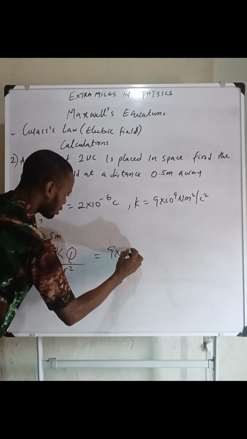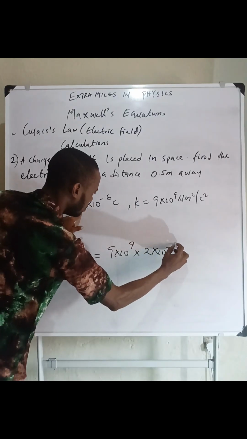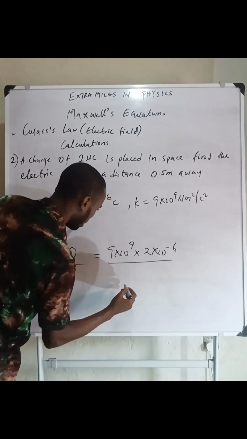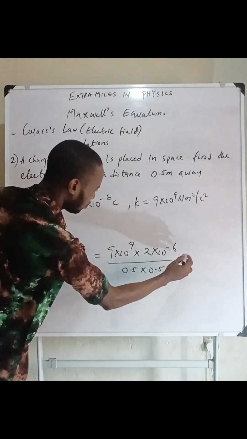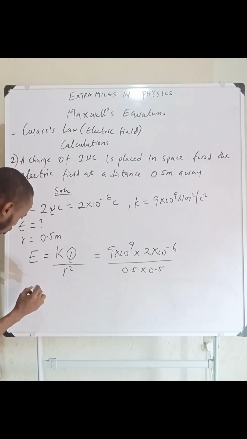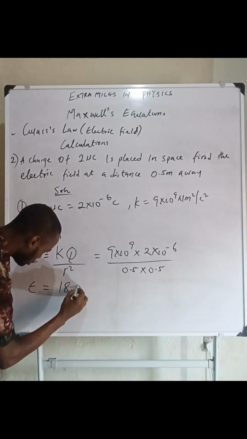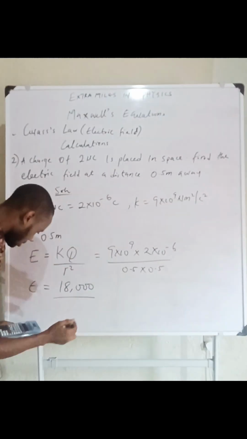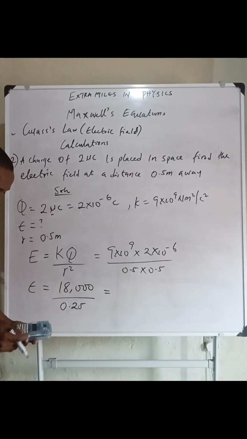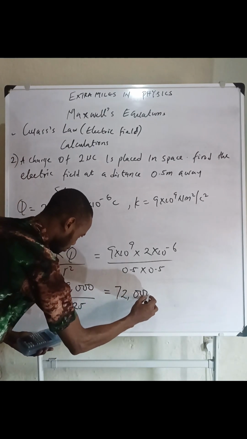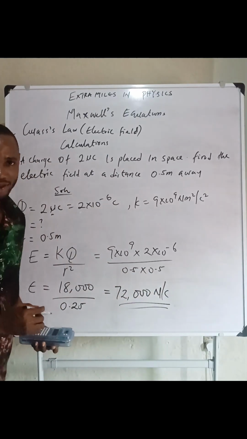So when we put all these things in, we'll be having 9 times 10 raised to power 9 times our charge, 2 times 10 raised to power minus 6, all divided by 0.5 times 0.5. So using our calculator, when we do the numerator, we'll have 18,000. When we divide by 0.25, the electric field will be equal to 72,000. What is the unit here? Newton per coulomb. I believe this is not hard at all.